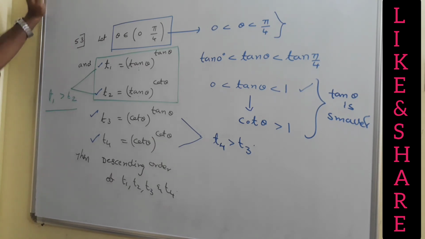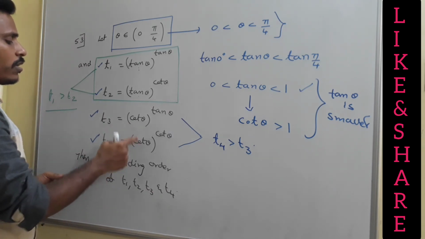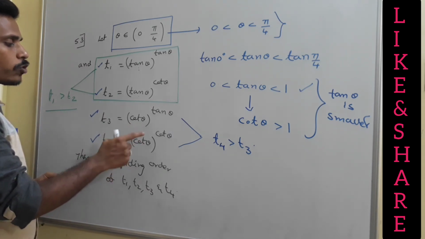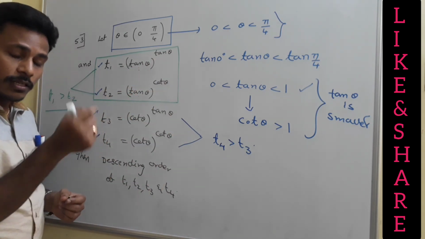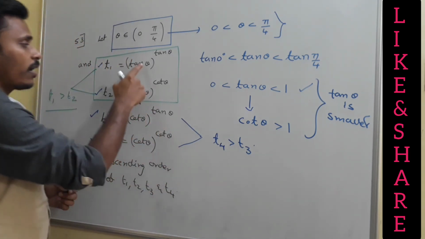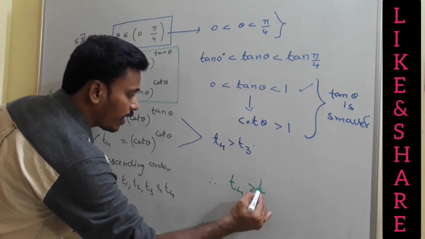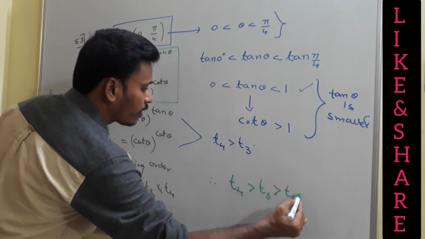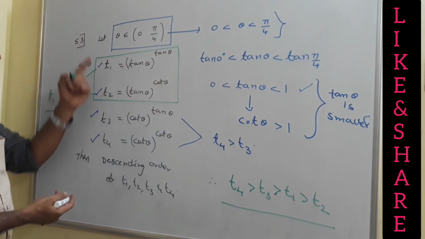Just look there. At the end what do we have? T4 is greater than T3 and T1 is greater than T2. Now observe these things. Here the base is more than 1, so the result is also more than 1. Here the base is less than 1, so the result is also less than 1. So at the end these two are greater and these two are smaller, and if you give a direct relation, T4 is greater than T3 is greater than T1 is greater than T2 is the final order between these Ts.